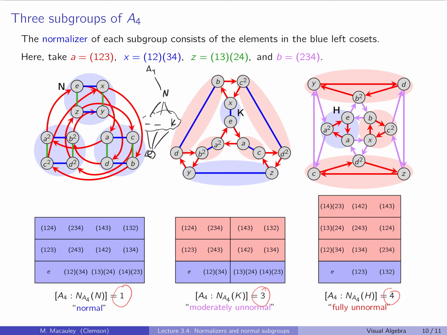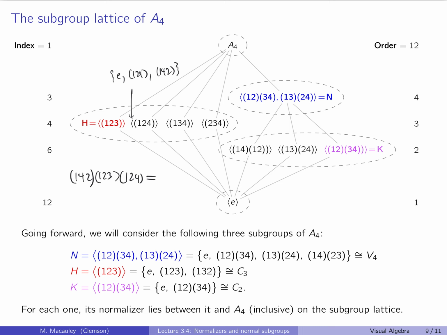Okay, now what did I say about these numbers? 1, 3, and 4. Where do those come up? Let me show you that previous slide one more time, just quickly. Okay, here it is. What are the sizes of the conjugacy classes? Well, N is in a conjugacy class of size 1. K is in a conjugacy class of size 3. And H is in a conjugacy class of size 4.